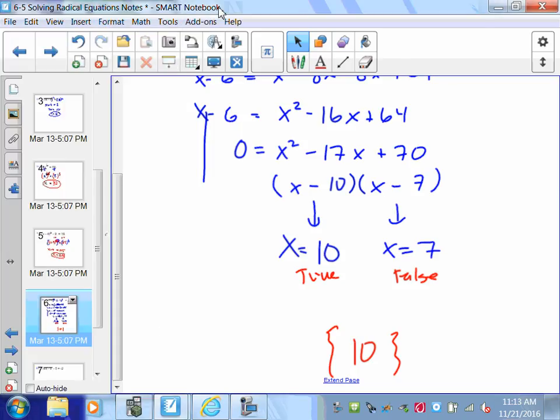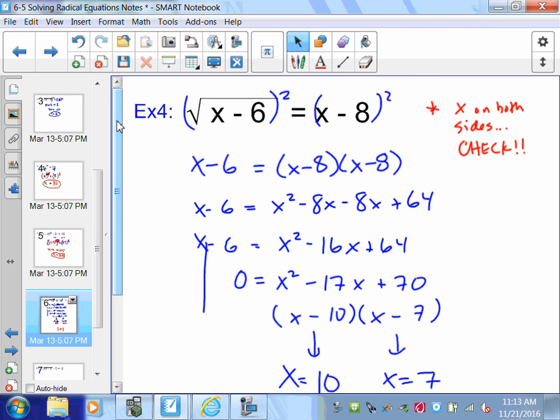Now here's a quick one. If you know your square roots really well, remember that a square root cannot be negative. Which one of these, 7 or 10, would make this side negative? Well, if you go 10 minus 8, that's positive, right? But 7 minus 8 is negative. So that would make the square root sentence wrong, because you can't take the square root and get a negative number. I'm just trying to give you different ways.